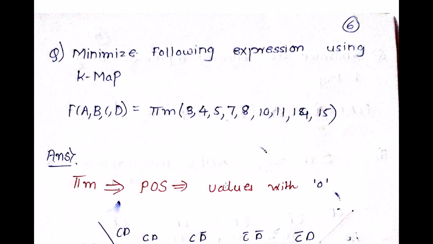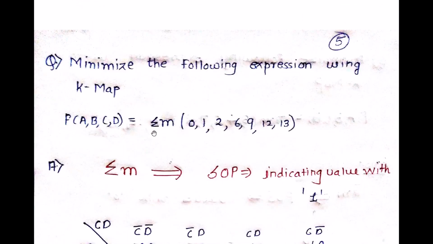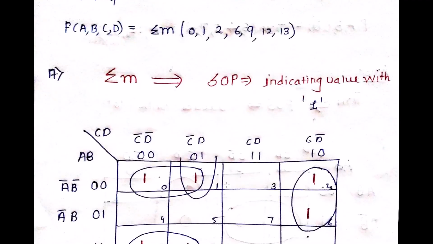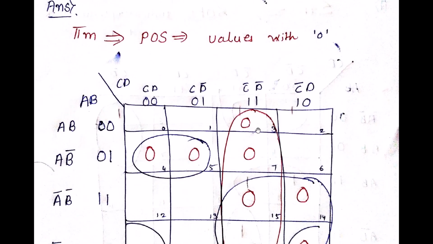So there is the expression given to you, A, B, C, D. We have got pi of m. Now, since it's pi of m, I told you it indicates POS, that is product of sum, and the values given over here are going to be indicated in the KMAP table in the form of zeros. Had it been summation of m, it would have been sum of product, and I would have indicated those values in the form of 1. But since it is pi of m, it indicates POS, product of sum. I'm going to indicate those values in the form of zeros. So I hope I'm very clear with this.